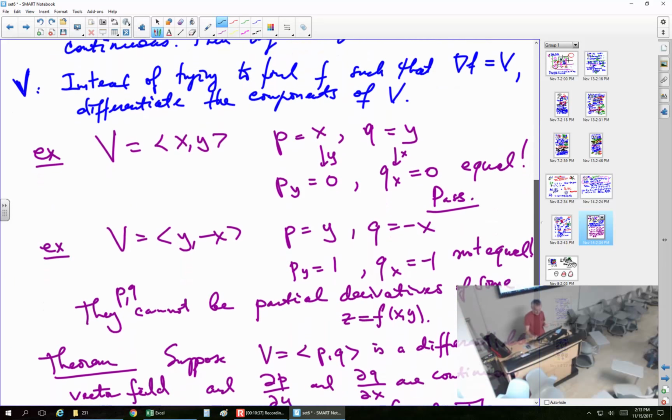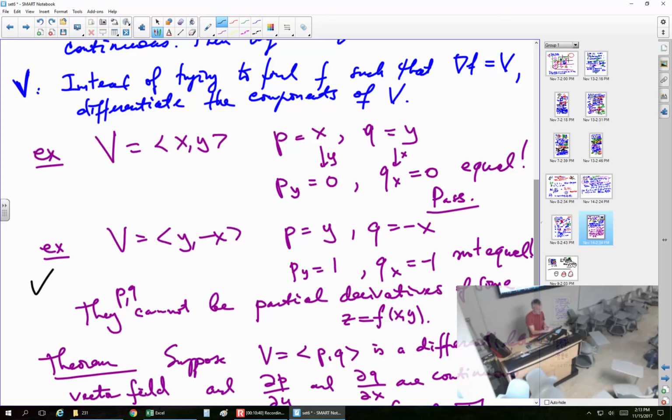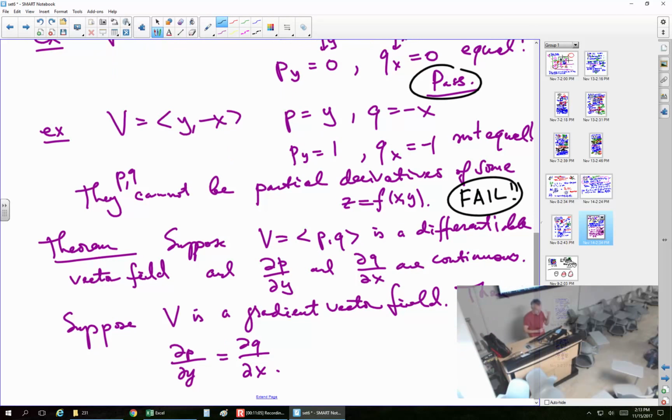That's exactly what happened over here. It was a pass for that radial vector field, but for the rotational vector field we started with, the answer was no. So this is a fail. Our assumption that our vector field is a gradient vector field failed. And then at the end we stated the conclusion in a more general form.